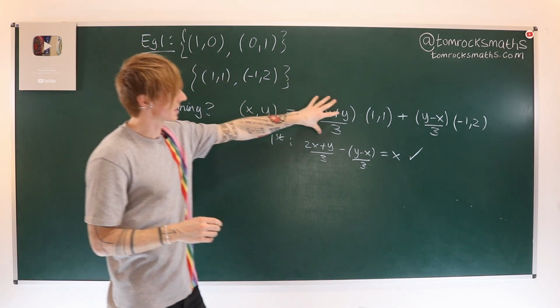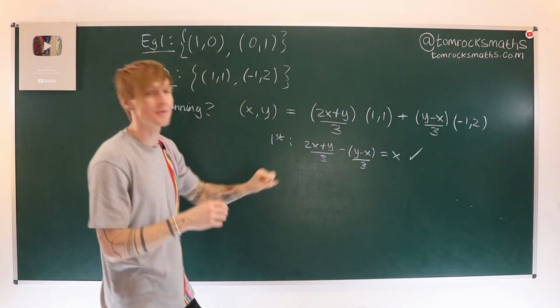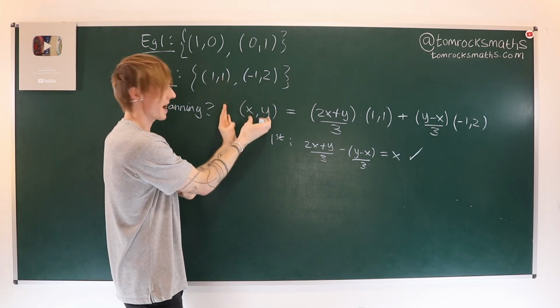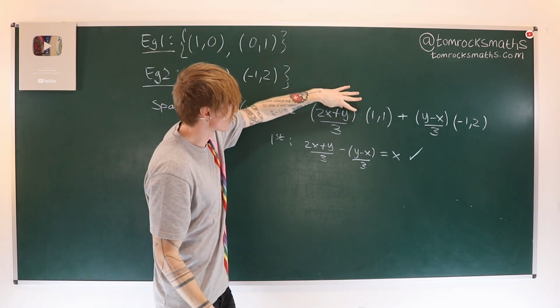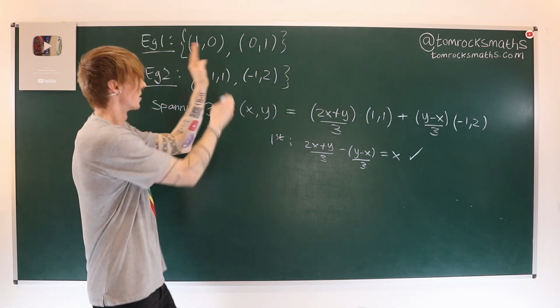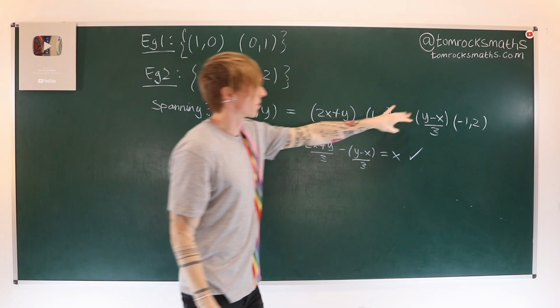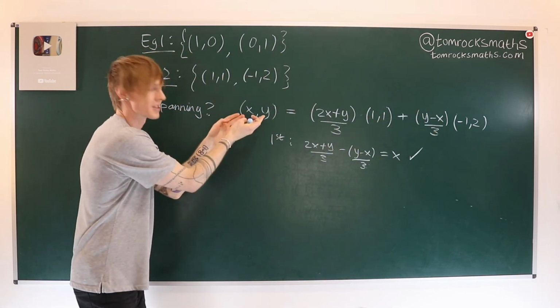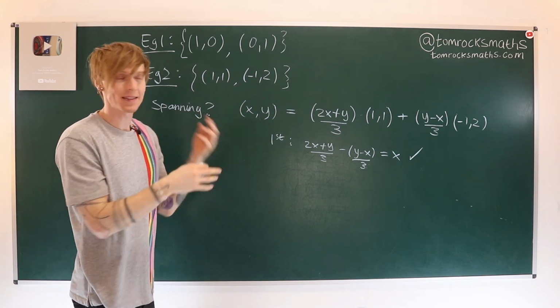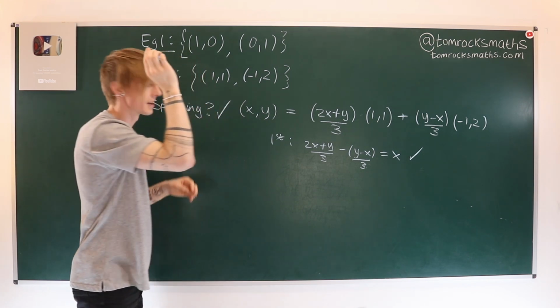This particular combination allows us, for any point (x, y) in the Cartesian plane, to take (2x + y)/3 lots of the first vector and add it to (y - x)/3 lots of the second vector, and that will give us this general point. So we can say that this set is indeed spanning.